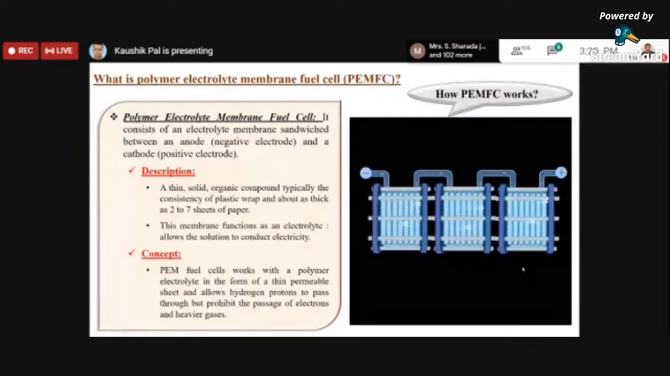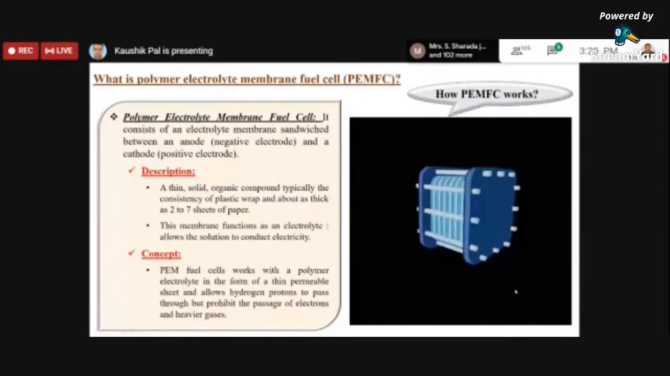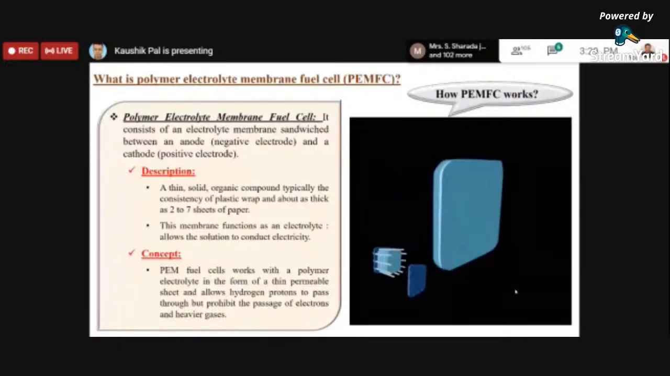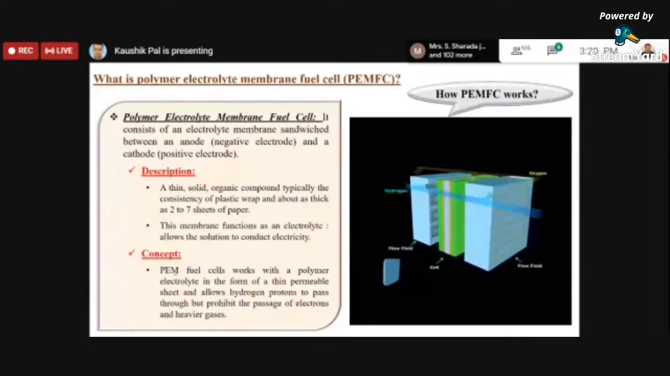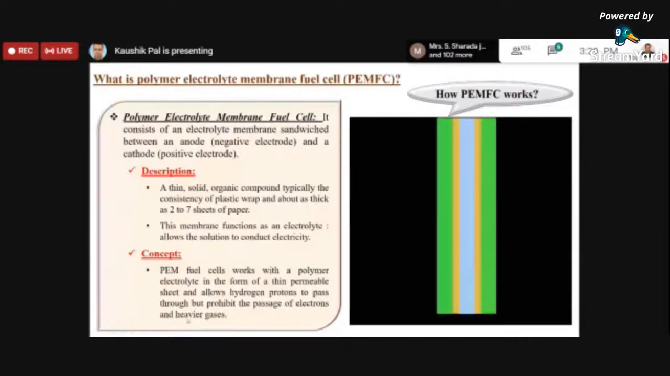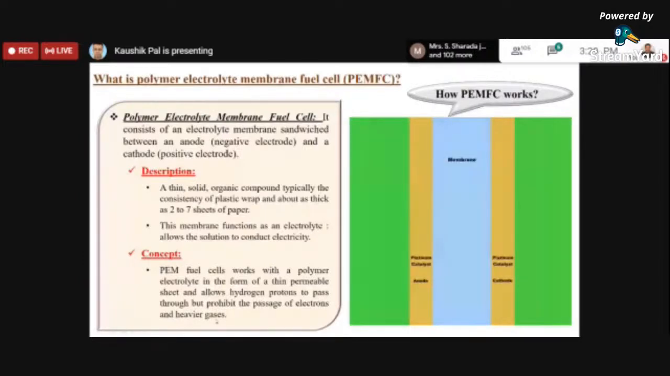When the hydrogen ion and the oxygen, the negative ion, come together, they will form water over there. By this way, the electricity will be stored inside that particular system. So the concept: PEM fuel cells work in the form of thin permeable sheets that allow hydrogen protons to pass through, but prohibit the passage of electrons and heavier gases, which I was talking about.